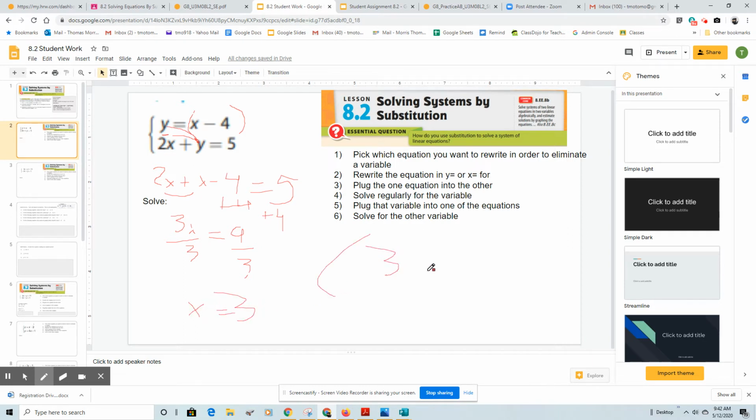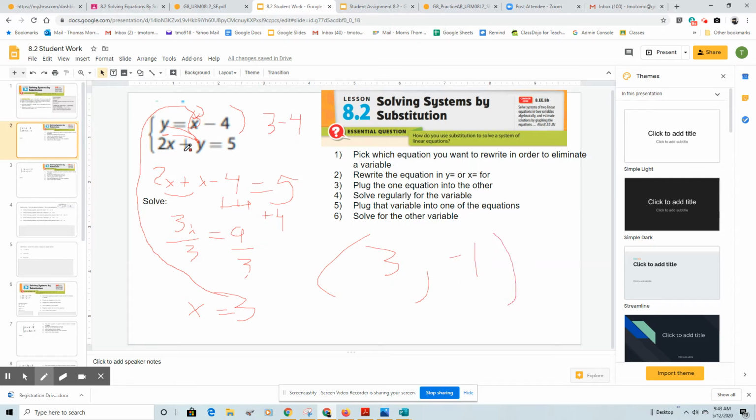I need to know my y point. So what I do is I take my x, and I plug it all the way back into the original equation. So that's where x equals 3. So what does y equal? 3 minus 4. All right, so computation, what is 3 minus 4? That is negative 1. All right, so that's my solution set.